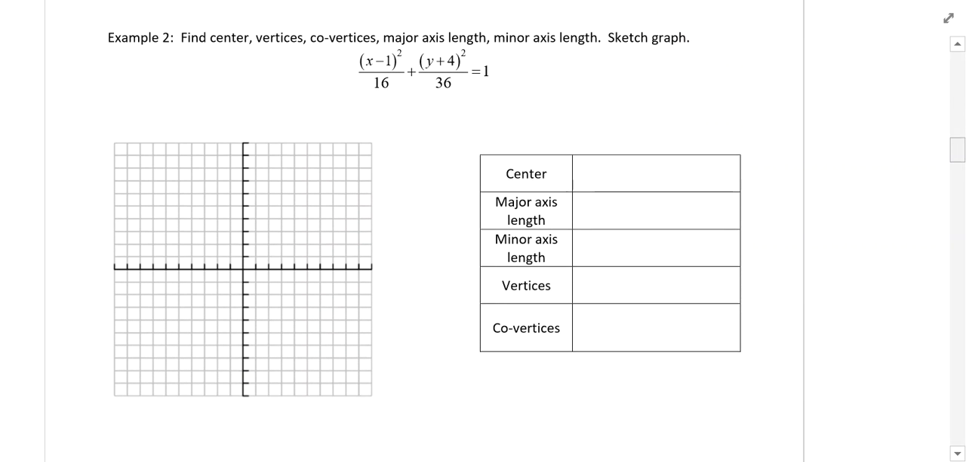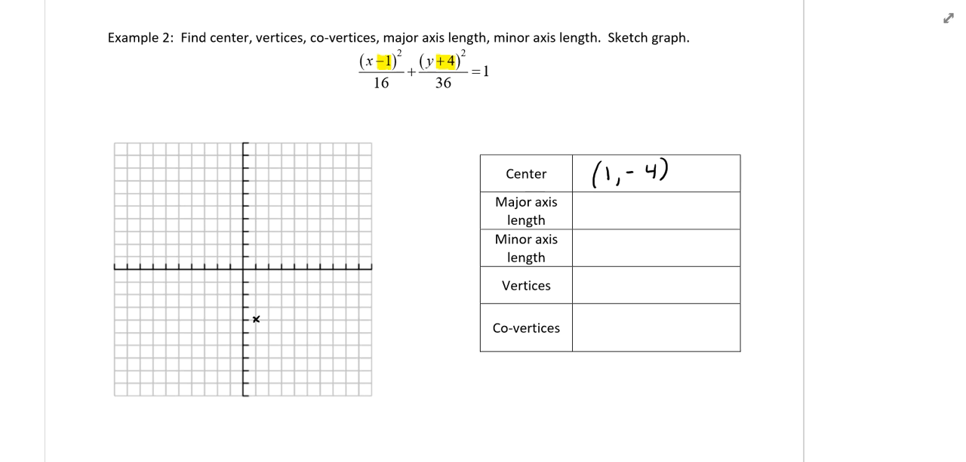On example 2, I now have something that's translated. And you can see it's translated because there's a piece with the x in that quantity squared and a piece with the y in that quantity squared. So my center here is determined from these two pieces, and it's opposite on both. So we'll have it at 1, negative 4. 1, 1, 2, 3, 4. Again, I'm going to put a little x because I'm not going through that point.